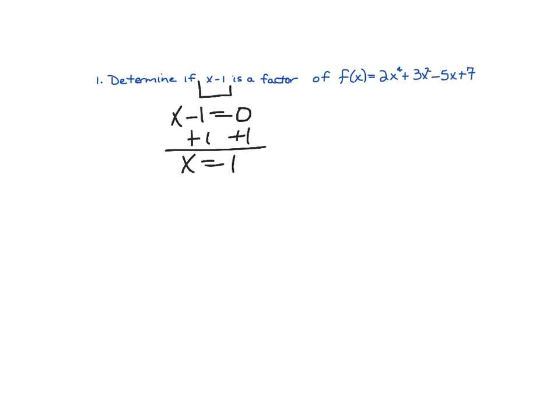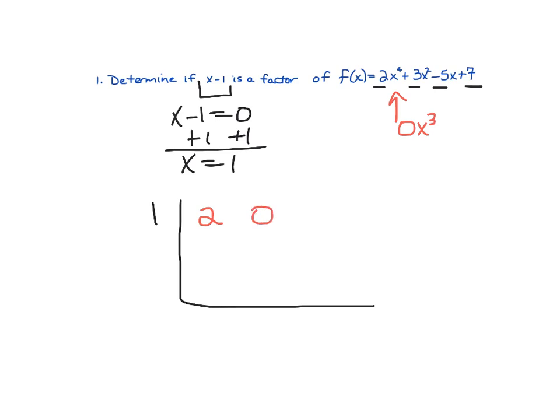So let's try it. I'm going to put the 1 outside. That's what I'm dividing by. I'm going to take each one of my coefficients and put them in my synthetic division problem. Notice I'm missing an x cubed here, so I need to hold the place with a 0. So in my synthetic division problem, I'm going to put 2, 0, 3, -5, +7. And now I'm going to do the synthetic division problem.